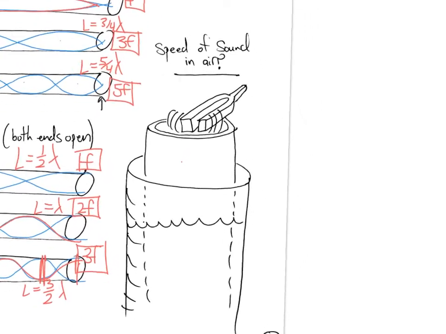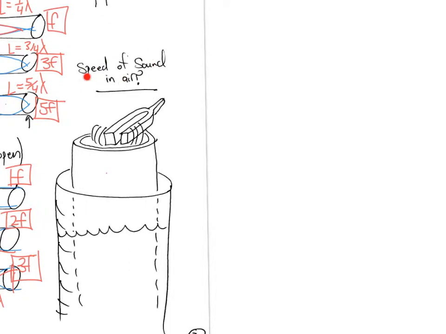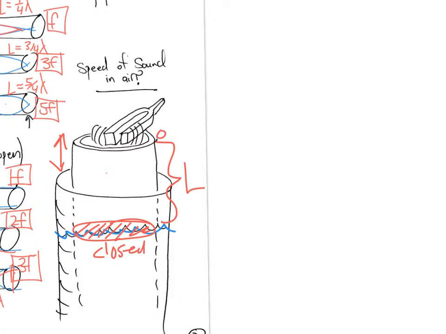Lastly, this cool diagram is related to a lab that we will do. The question says, what is the speed of sound in air? And there's a tuning fork. We have a graduated cylinder filled with water. And we're going to use a piece of PVC pipe that we can move up and down. By moving it up and down, what we're doing is changing the length of the air column. And this end, because it's up against the water, is closed. And this end, because it's open to the air, is open.